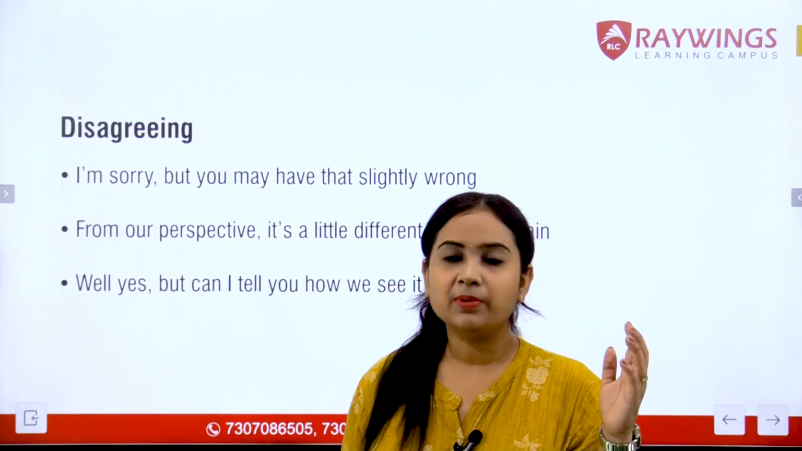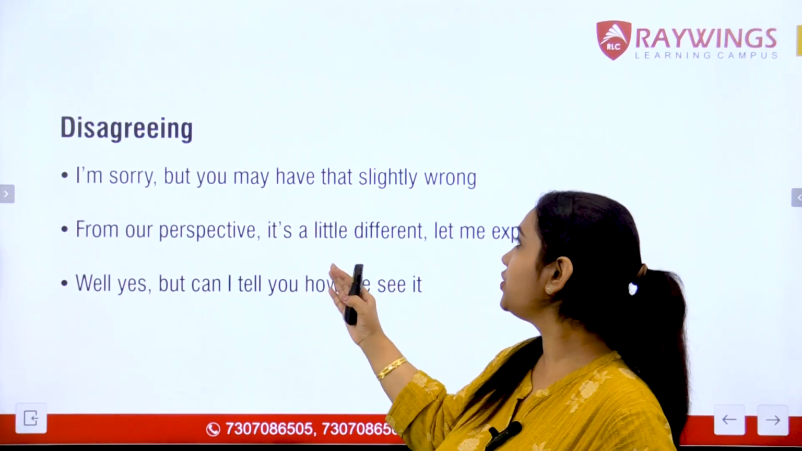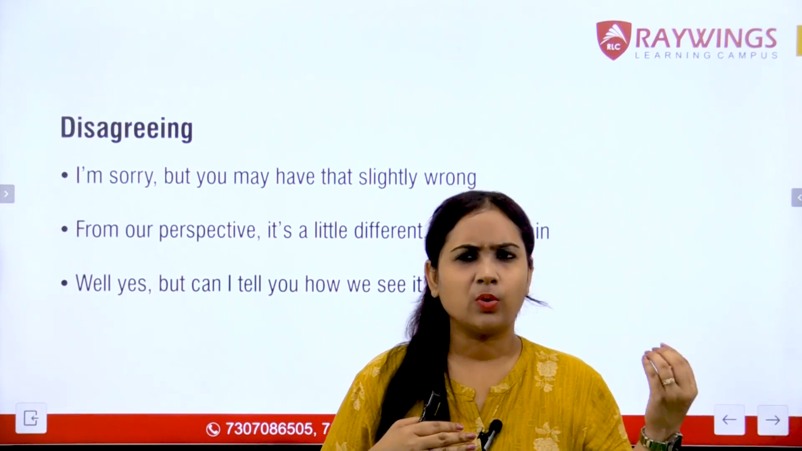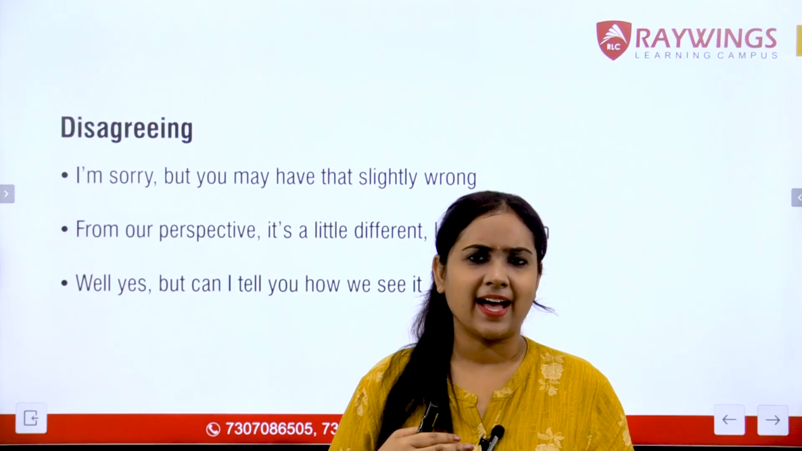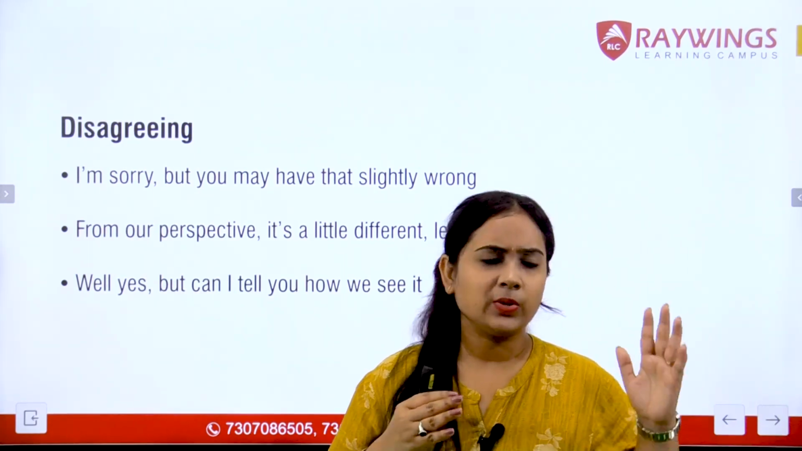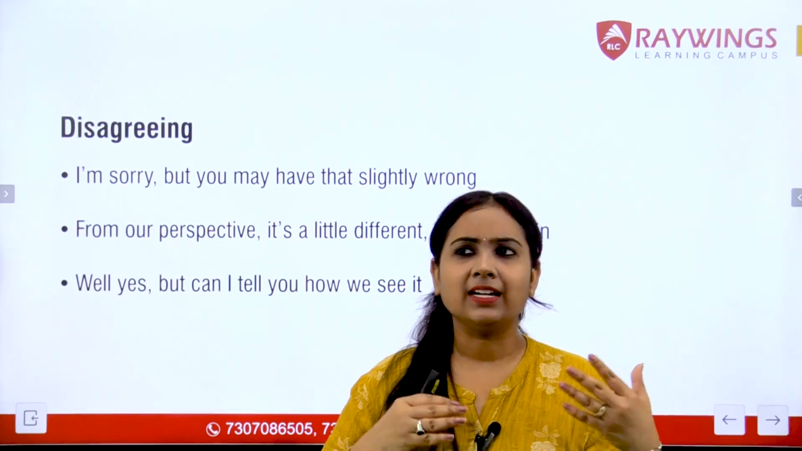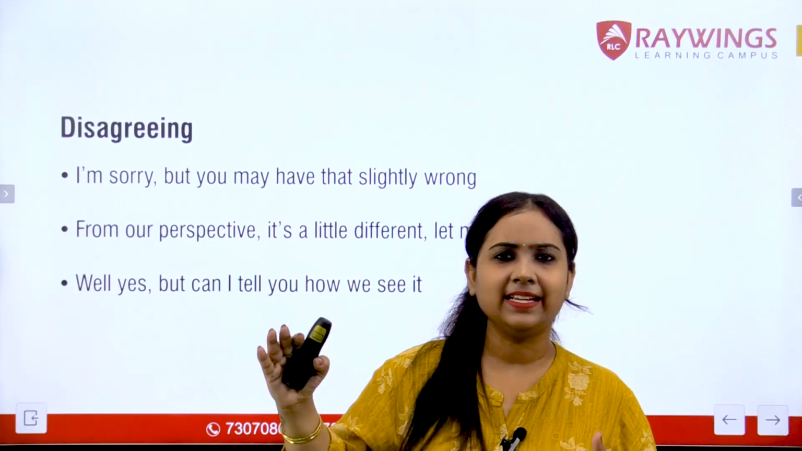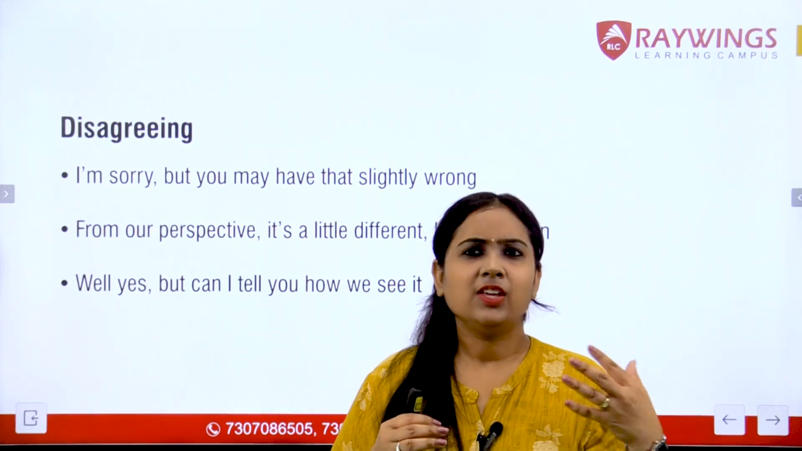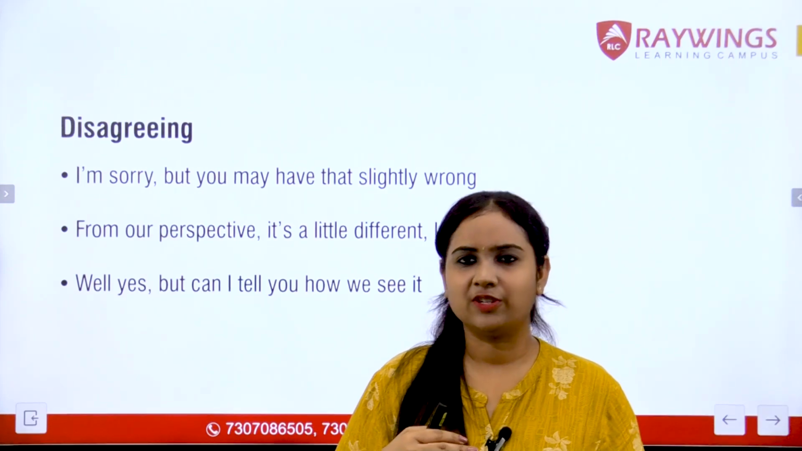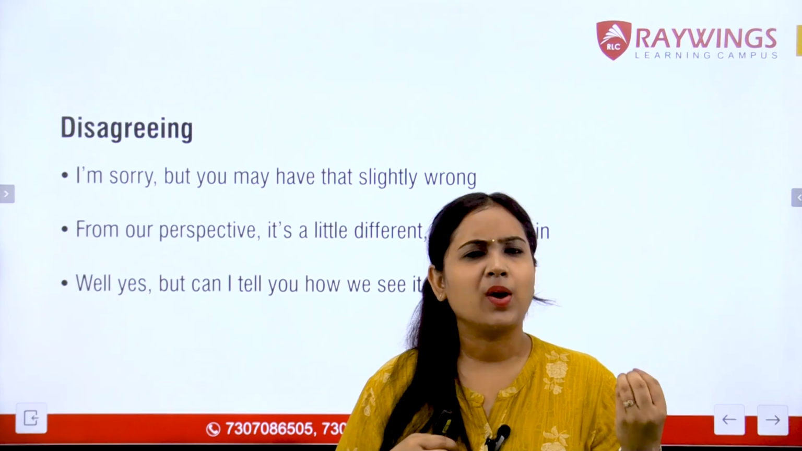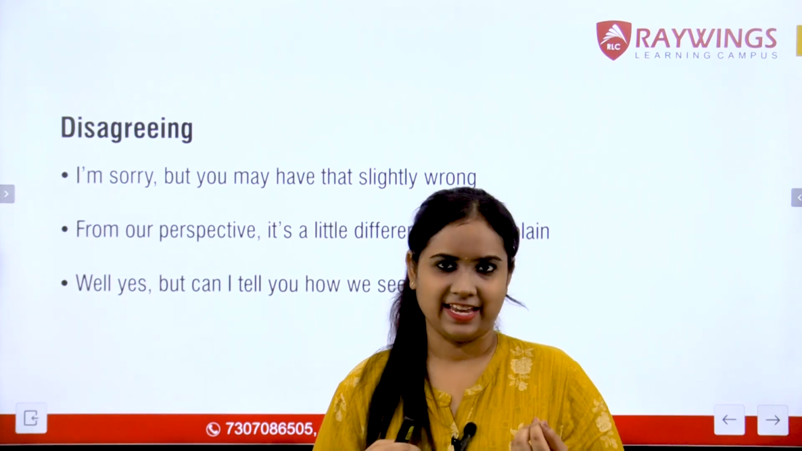All right. So, number one, the way you can say: I'm sorry, but you may have that slightly wrong. So, now you are disagreeing with somebody. So, a very simple way of saying it is: I'm sorry, but you may have slightly missed something, which means you feel that the other person has missed something or maybe it is different. You are actually not agreeing with whatever the person is saying, but at the same time you are very polite and you are politely disagreeing with what the other person is saying.